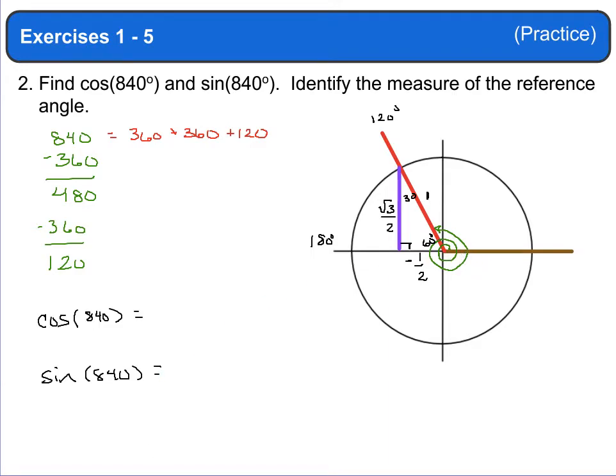So remember, we're trying to figure out point P. Point P is here. Point P is x, comma, y. Everything in this quadrant is negative and then positive, hence why we have the negative 1/2 and the square roots of 3 over 2. And so we can say that the cosine of 840, based on this triangle here, is going to be negative 1/2. And then the sine is going to be the square roots of 3 over 2.